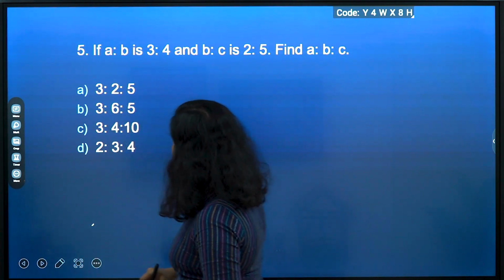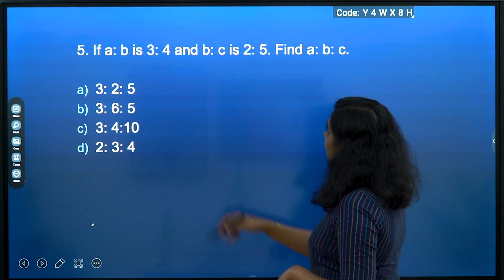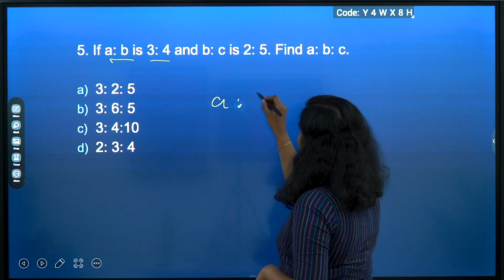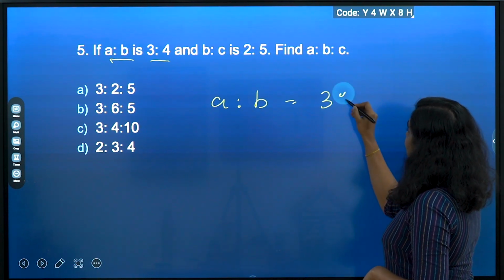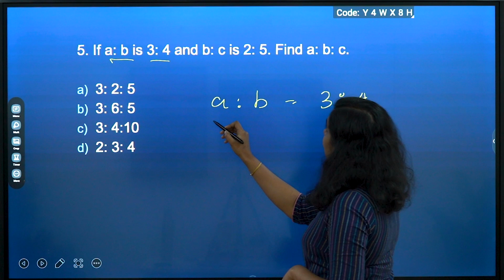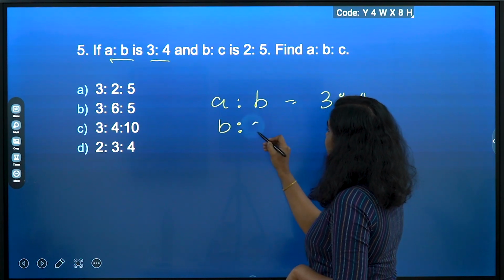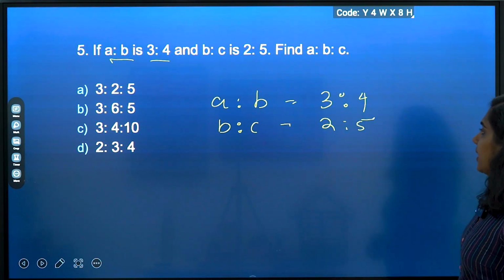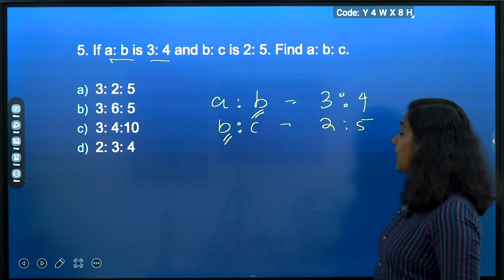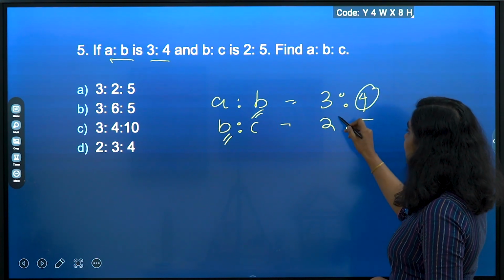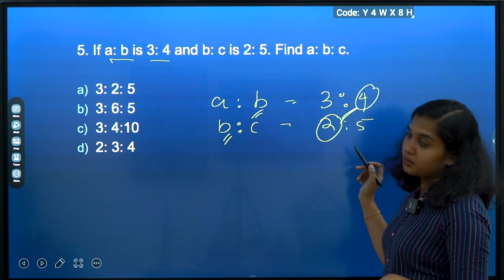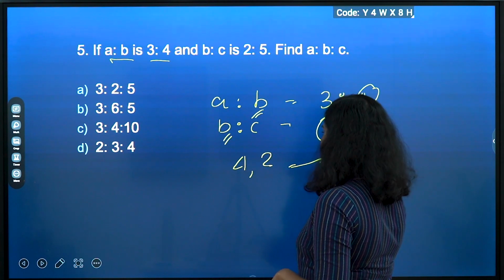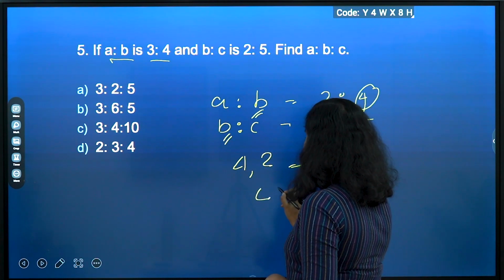Okay, so this is your question, and for solving this question, what you have to do is: A is to B is 3 is to 4, right? Now B is to C is 2 is to 5, right? So there are two B's, right? So what you have to find is the LCM of these B's, okay? So 4 and 2, LCM of 4 and 2 is 4, okay?